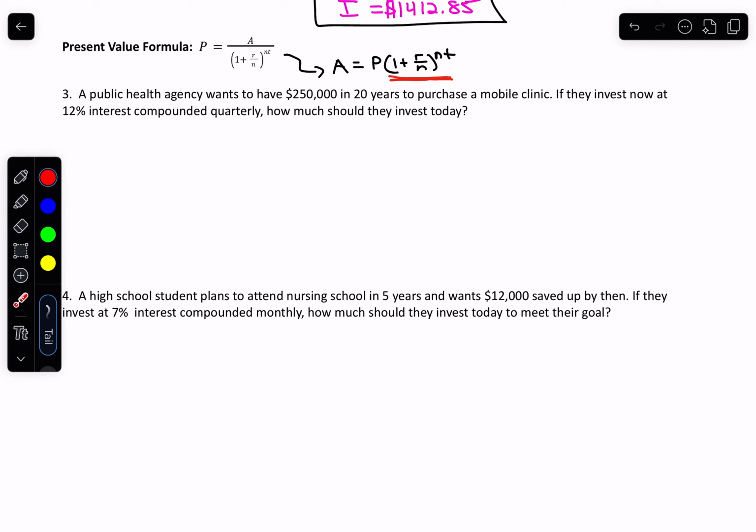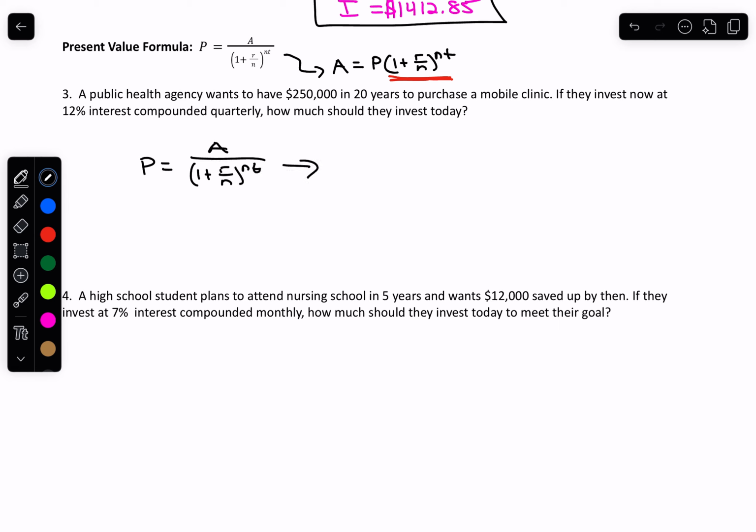So number 3 says, a public health agency wants to have $250,000 in 20 years to purchase a mobile clinic. And they invest now at 12% interest, compounded quarterly. How much should they invest today? So we have the formula right above there. P equals A over 1 plus R over N to the power NT.